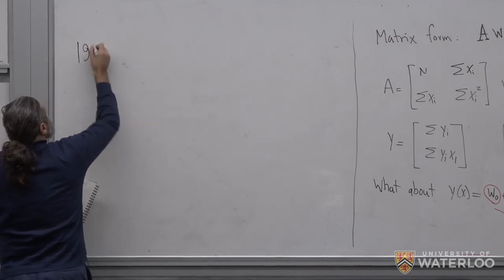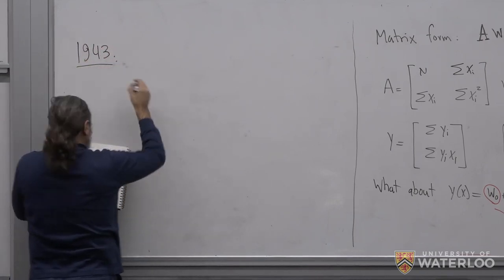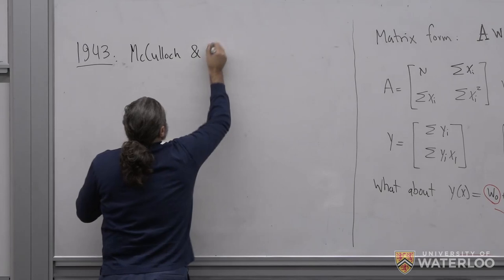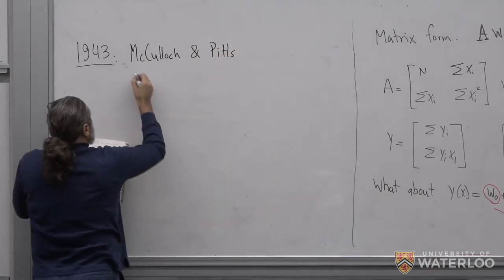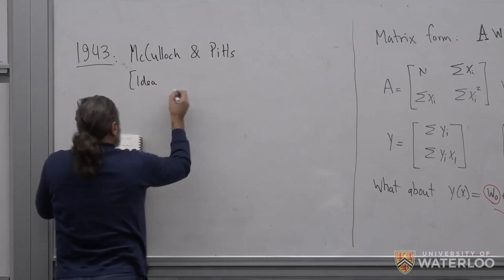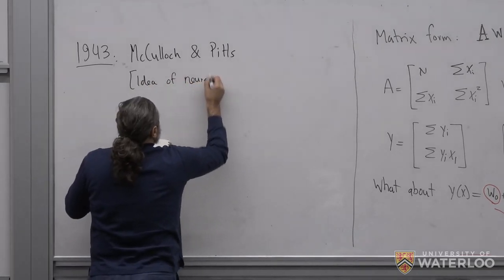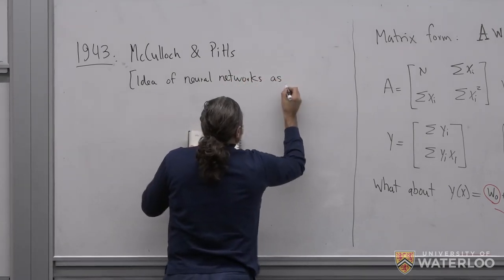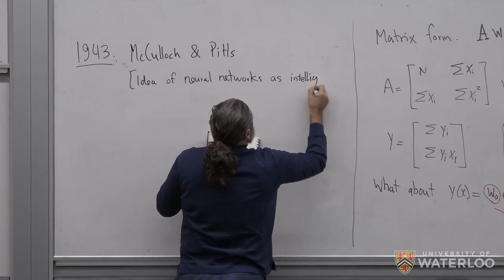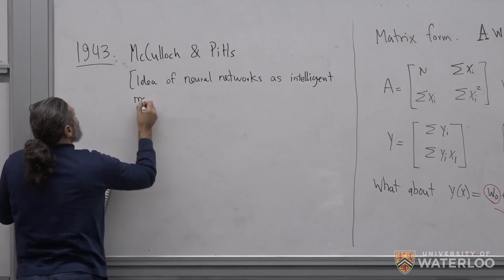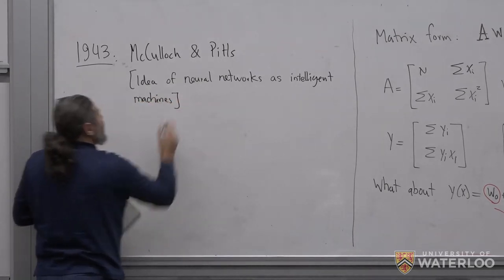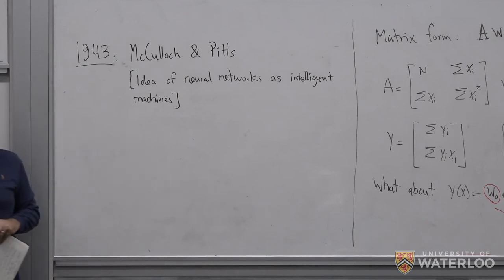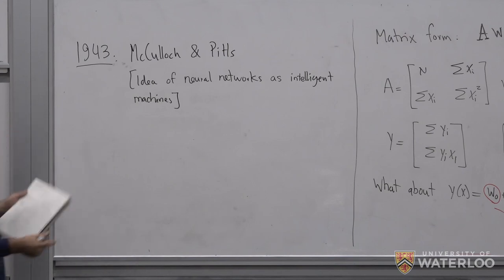So go back to history, 1943. McCulloch and Pitts. They come up with the idea of neural networks as intelligent machines. But do we know what they are? Not really. So from the raw idea to actually something that we can build, it takes decades and centuries.